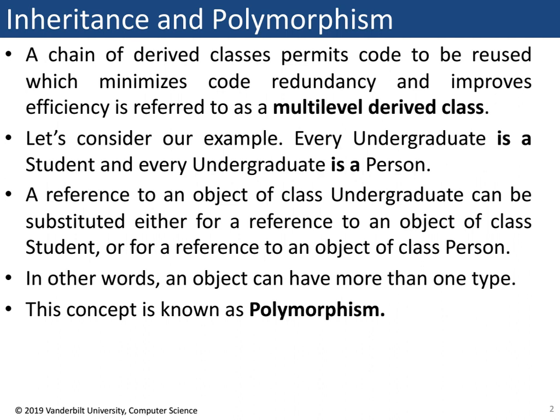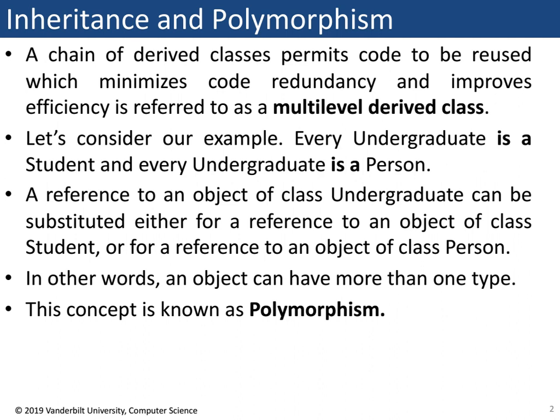Then we said, if that's the case, then we can use a reference to an object of class undergraduate. We can have a reference variable to an object of class undergraduate, and we can substitute it for either a reference to an object of class student or a reference to an object of class person. So we can have an undergraduate reference variable and pass it to some method that expected a student object or a person object.